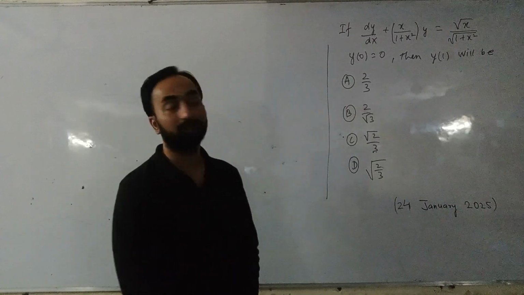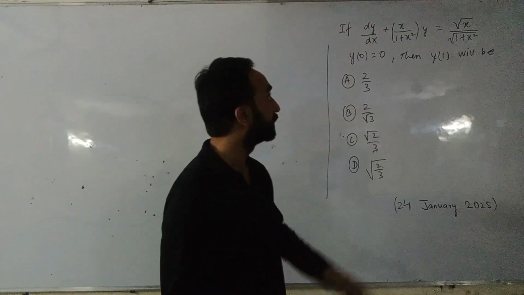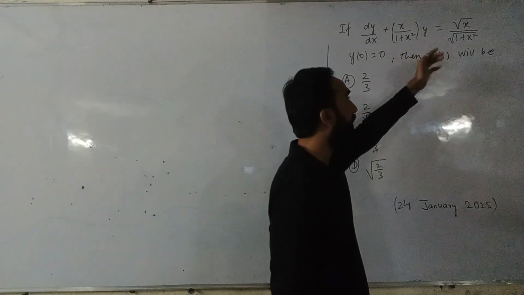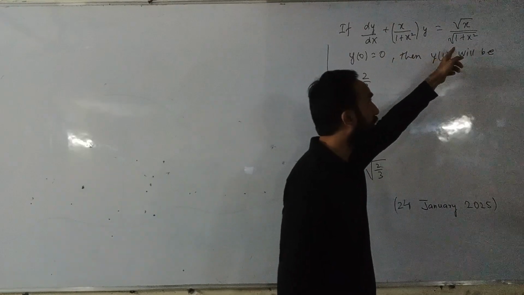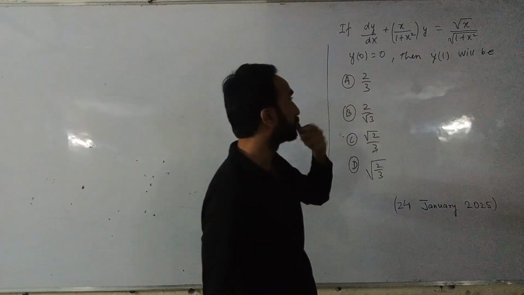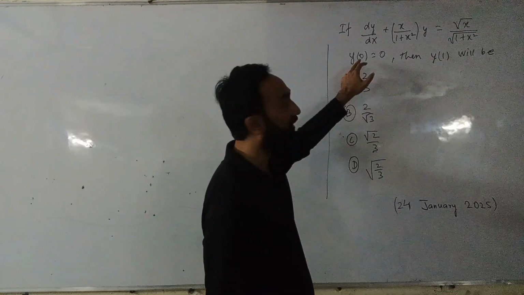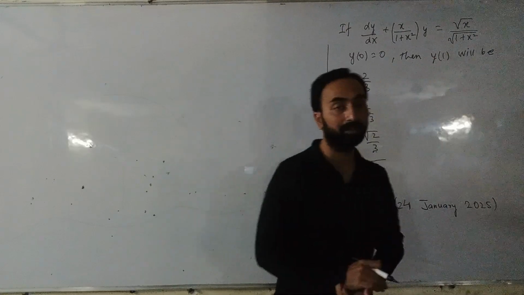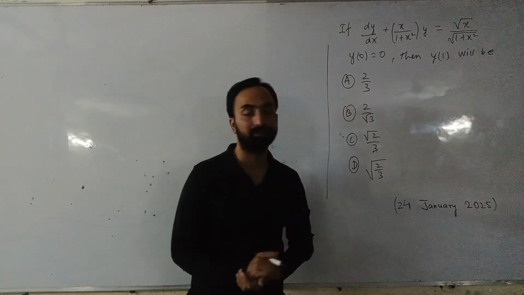Okay, so the next question we have is dy/dx + (x/(1+x²))y = √x/√(1+x²), and the condition given is y(0) = 0. Then the question is asking what y(1) will be. The options are given like this.